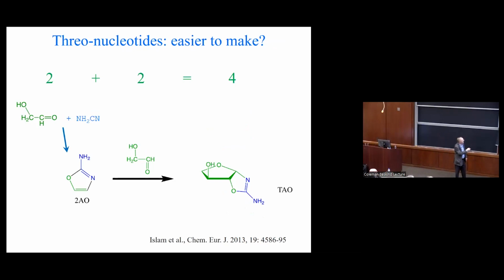And so if you do that, 2 + 2 is 4. You make a 4-carbon sugar, and that can go on and make this threose building block and threose nucleic acid. Right? So that actually looks easier to make. And the discovery of TNA was made in Albert Eschenmoser's lab.